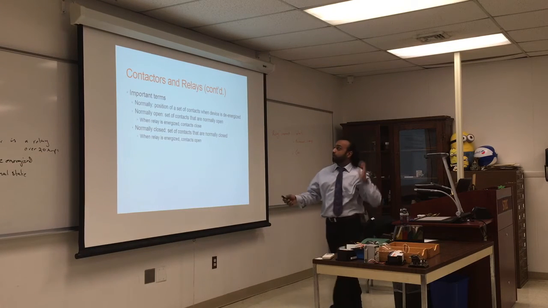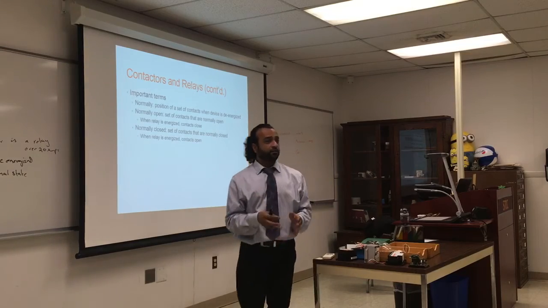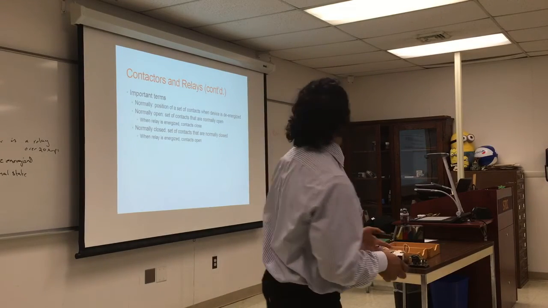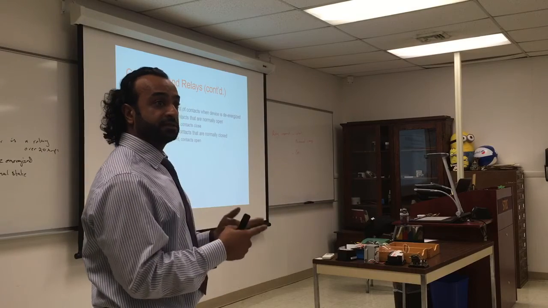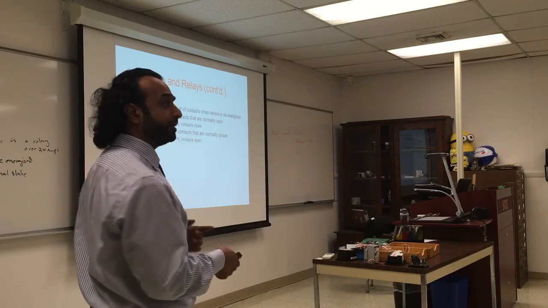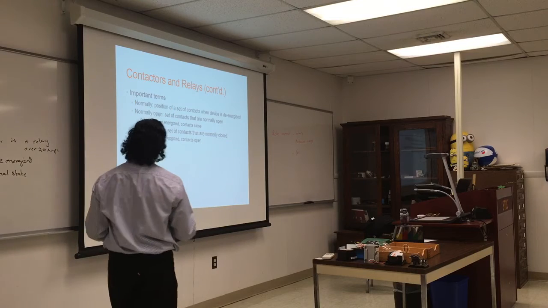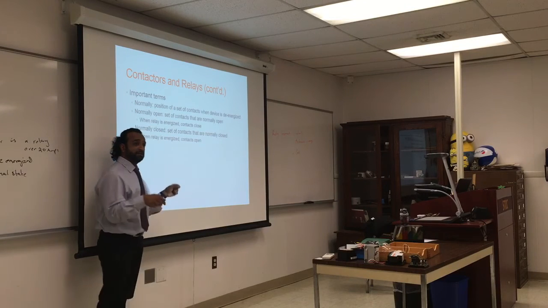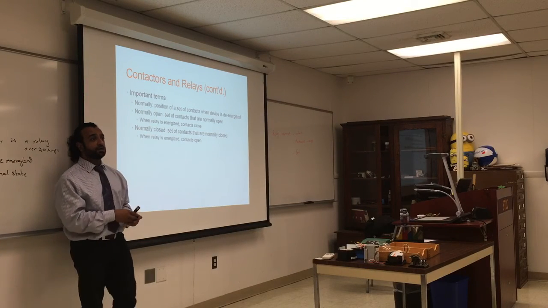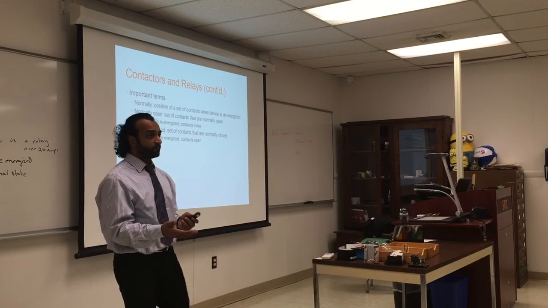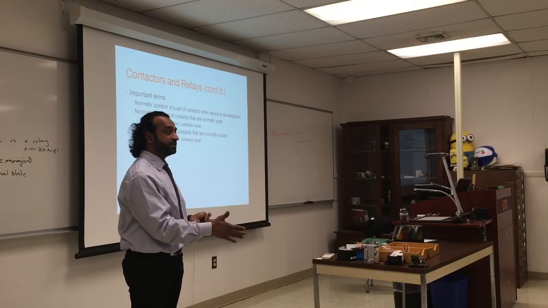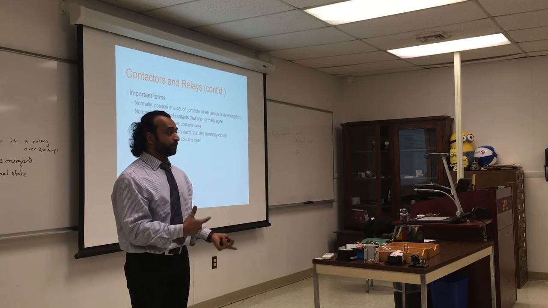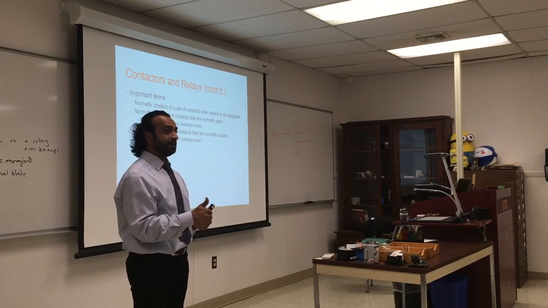So normally, what is the state of the contact when it's de-energized? Normally open means it's not connecting electricity; there's no contact when it's de-energized. Normally closed means when it's de-energized, this circuit is closed. What is its default state? Any questions about that? Normally means when it's de-energized. You cut off the power, is it closed or open? Got it?